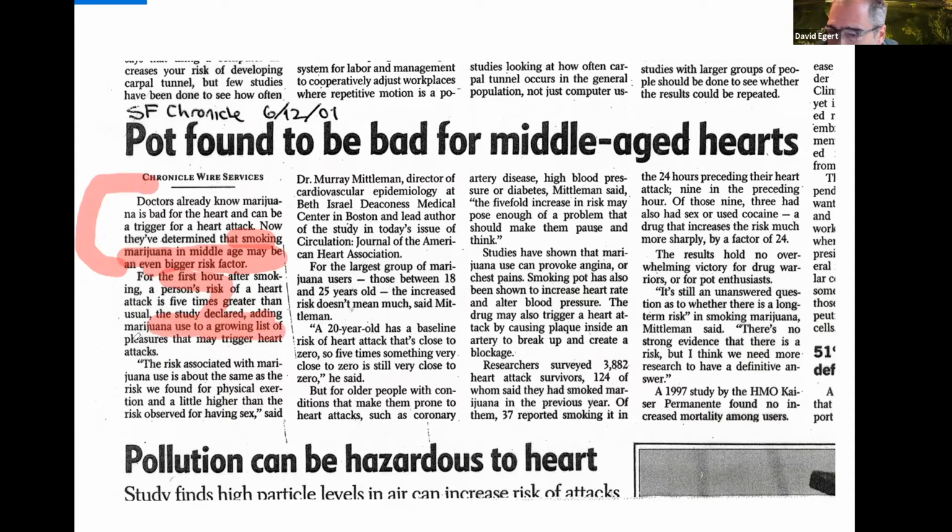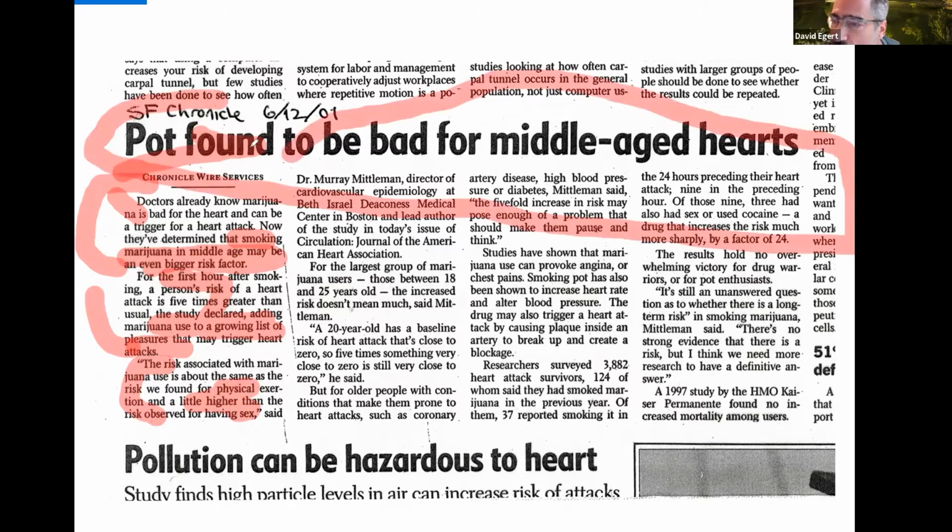Marijuana use, growing list of pleasures, may trigger heart attacks. So again, the first two sentences are like, whoa. And then if you get to the third sentence, it's the same as physical exertion and a little higher than sex. So this could have been, say, pot is as bad for your heart as exercise or sex.